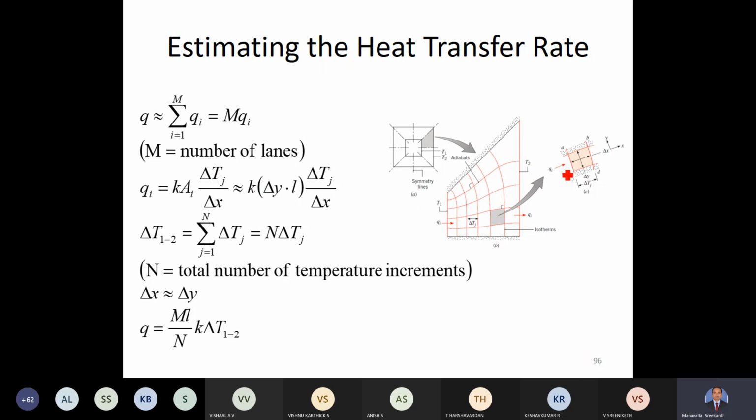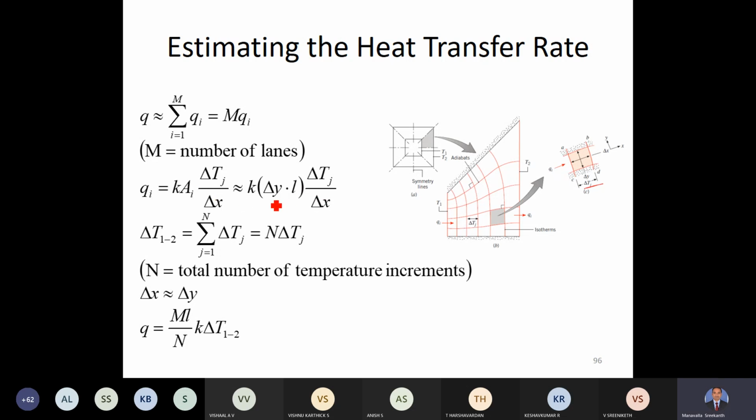Okay. So this heat transfer is K, the thermal conductivity of this material, multiplied by the area across which this heat is flowing, multiplied by delta T. That means the temperature difference between this point and this point. So this is delta Tj divided by delta X. So delta X is the distance through which this heat has to travel. So delta T by delta X will give you the thermal gradient. Now K is left as it is.